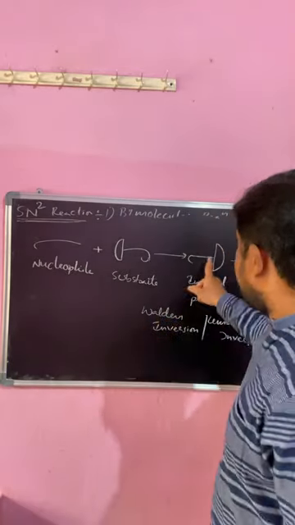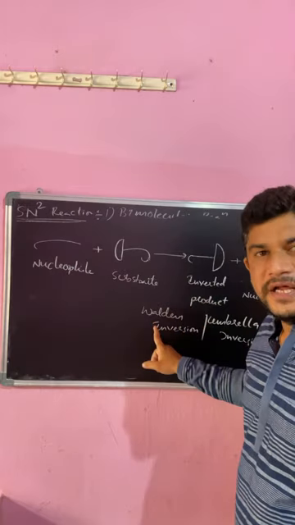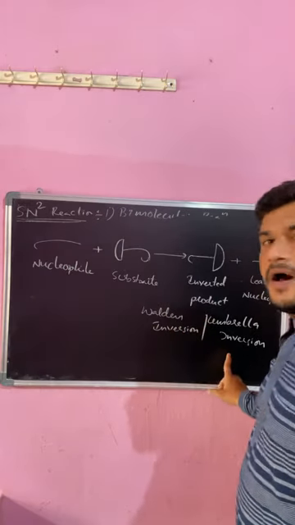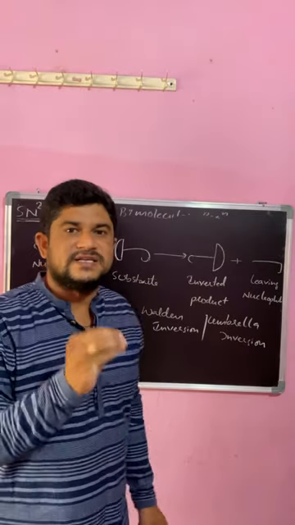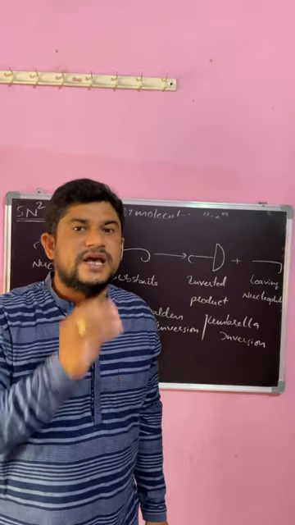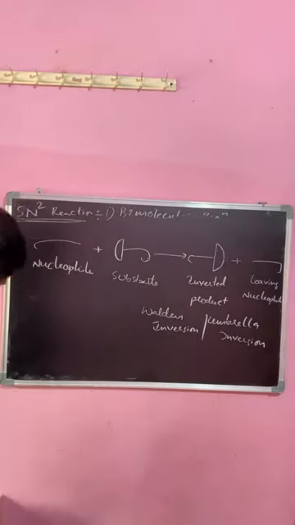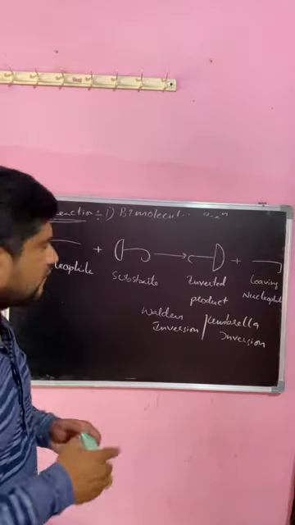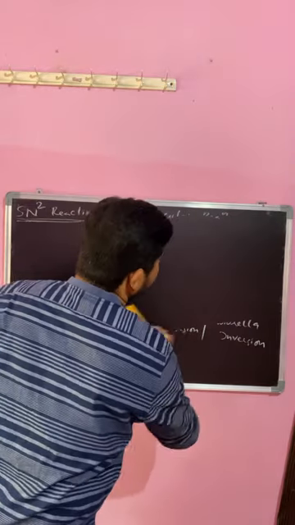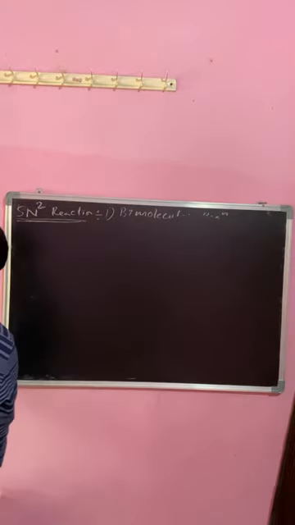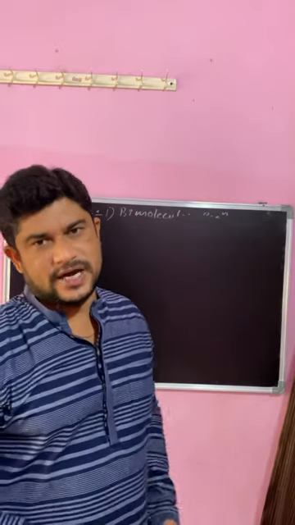So this inverted product is called Walden inversion or umbrella inversion. This type of stereochemistry is seen in which reaction? The SN2 reaction. Now, what is the order of reactivity in the SN2 reaction? Which alkyl halide takes part readily in the SN2 reaction?